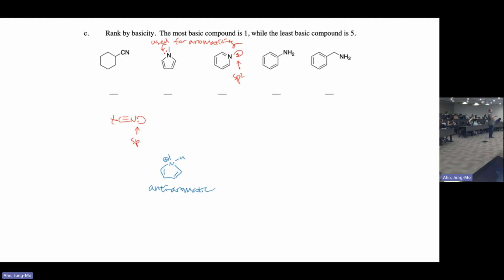Anyway, the pyridine, we know that the lone pair on the nitrogen is sp2 hybridized. sp2 is better than sp orbital of this nitrile, so this will be somewhat basic. That's the reason why we use pyridine as a base if you ever need to take protons away. This nitrogen has a lone pair there, that's an aniline.